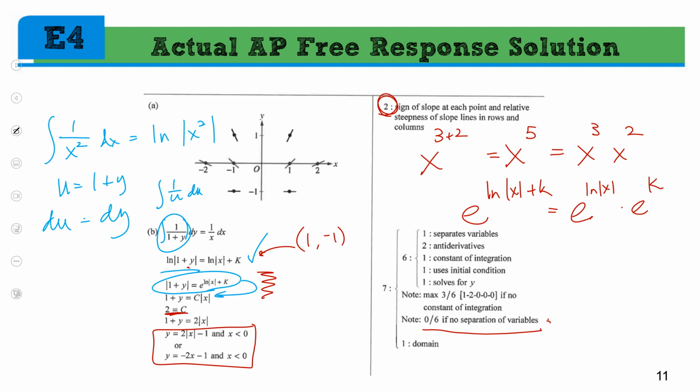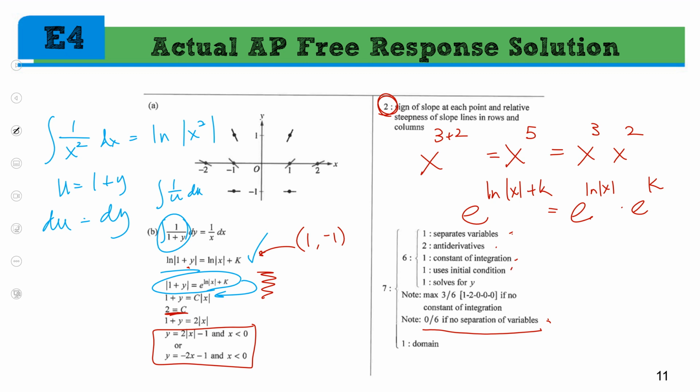Okay, so what did they do? They gave you a point for separating the differentials. They gave you 2 points for the antiderivatives, obviously 1 point for the left side, 1 point for the right side. One point for including a constant of integration. Even if you take the antiderivatives wrong, but you stick a plus C in there, you're going to get a point.